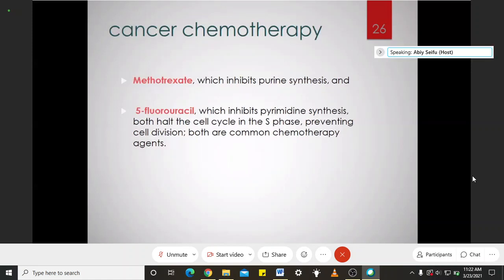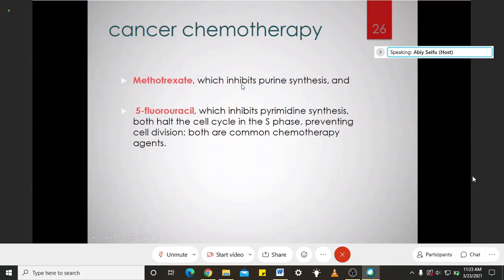Another important application of this topic is in cancer chemotherapy. Cancer chemotherapy means using drugs to halt or suppress the multiplication of cancer cells. There are two widely used drugs in chemotherapy. One is methotrexate, the other one is 5-fluorouracil.